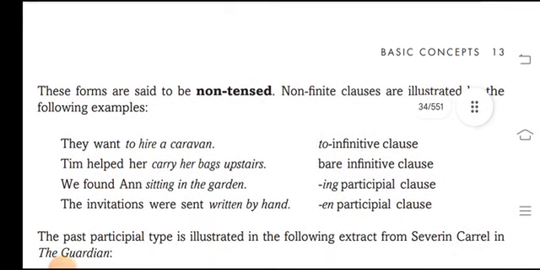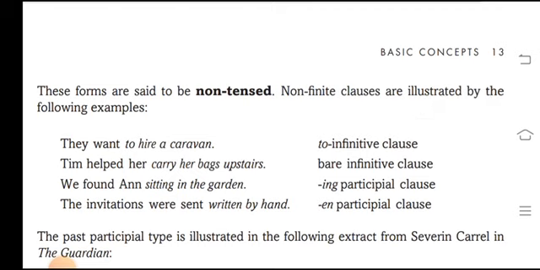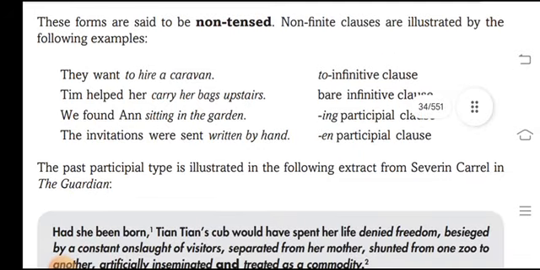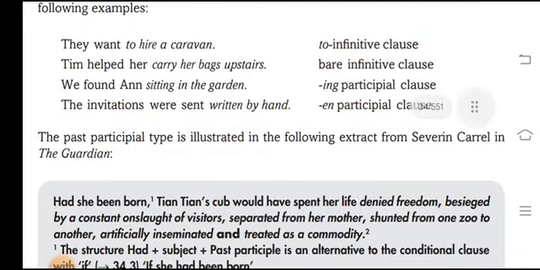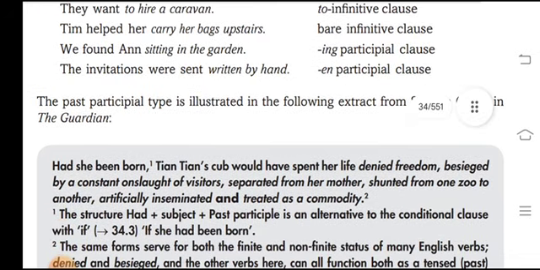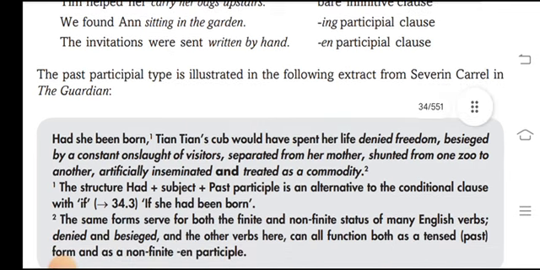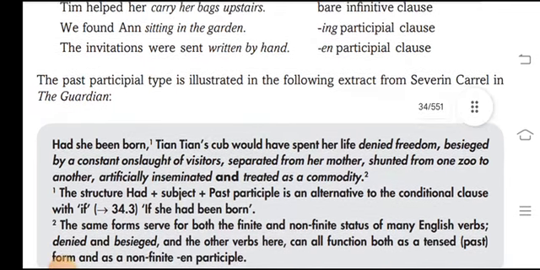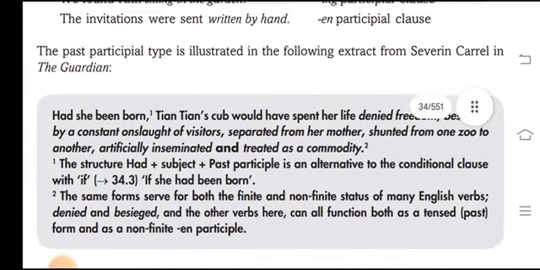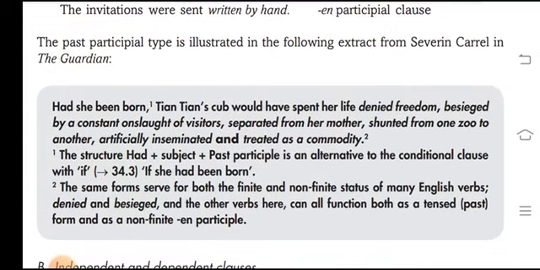These forms are known as non-finite and finite clauses are illustrated by the following examples. They want to hear the caravans; to-infinitive clauses. Time to help her carry her bags upstairs, where the infinitive clauses; we found her sitting in the garden, -ing participle clauses. The infinitive were sent written by hand, the past participle clauses.